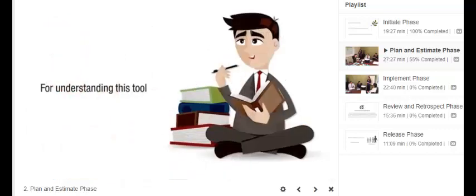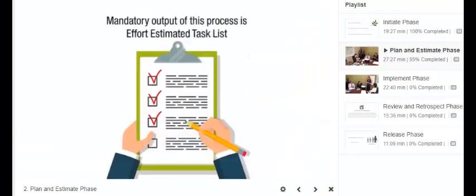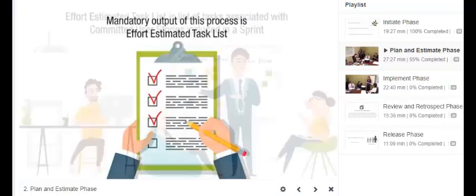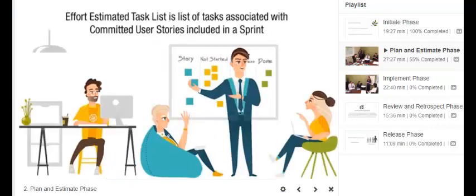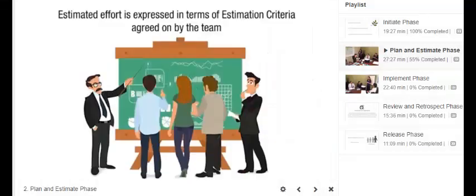For a good understanding of this tool, please refer to the discussion on it in the Estimate User Stories process. The mandatory output of this process is Effort Estimated Task List. The Effort Estimated Task List is a list of tasks associated with the committed user stories included in a sprint. Typically, the accuracy of estimates varies with team skills. Estimated effort is expressed in terms of estimation criteria agreed on by the team.